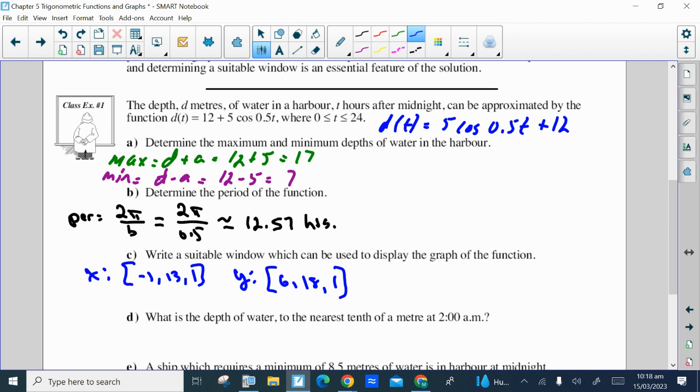Yes, sir. Put it in what? Well, probably wouldn't work very well because the period of this is only 12.57 hours.